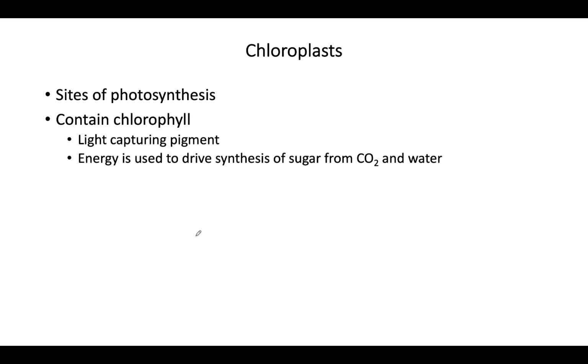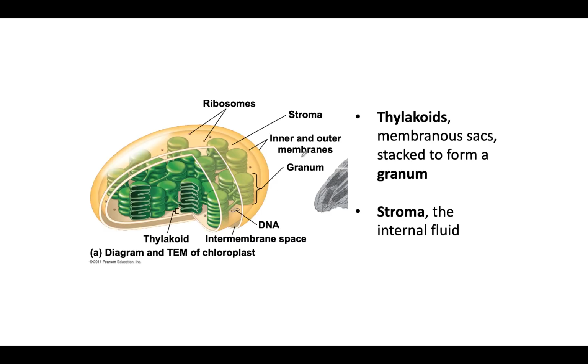Chloroplast, the site of photosynthesis, contains chlorophyll. The light-capturing pigment is called chlorophyll. Energy is used to drive synthesis of sugar from carbon dioxide and water. This is the structure of a chloroplast. It also has two layers, an outer membrane and an inner membrane.